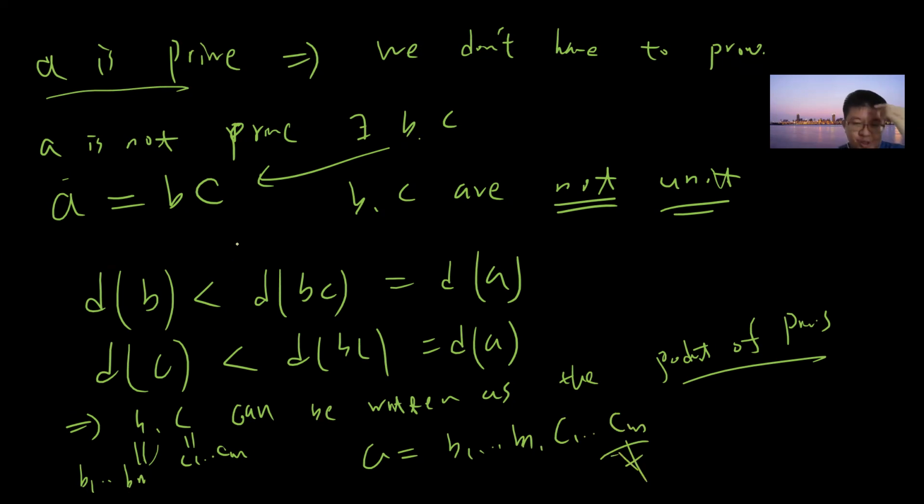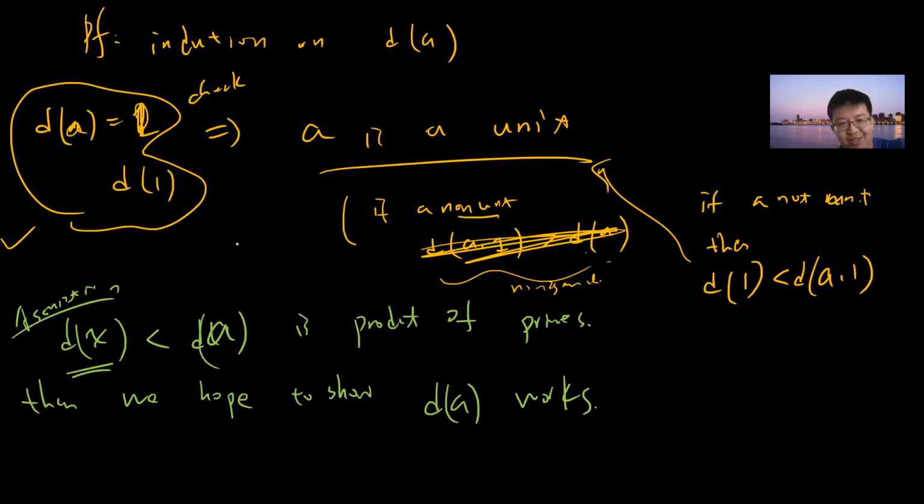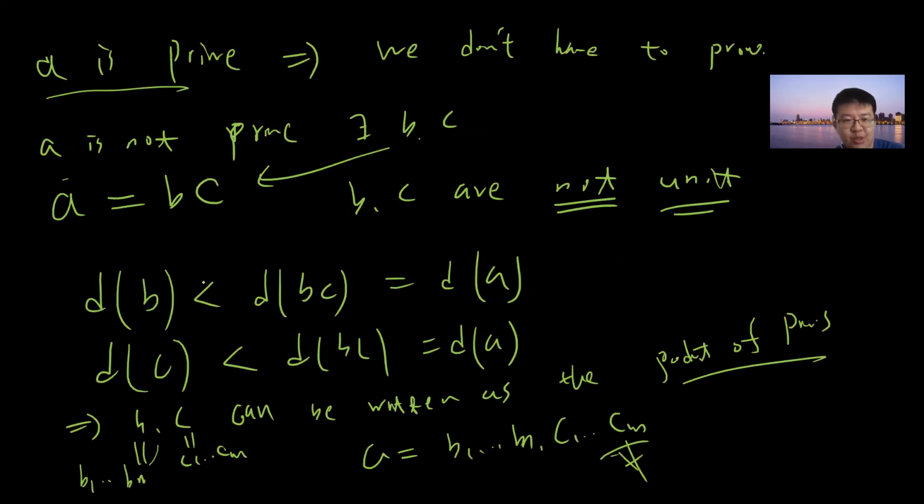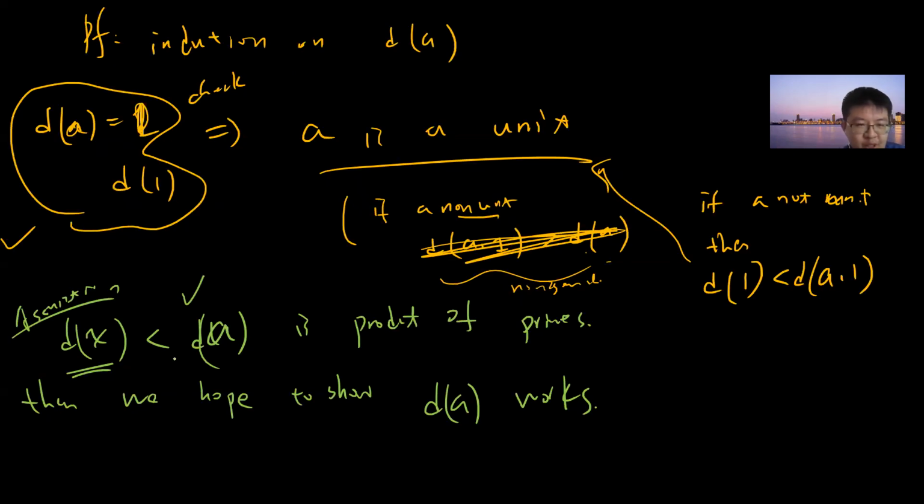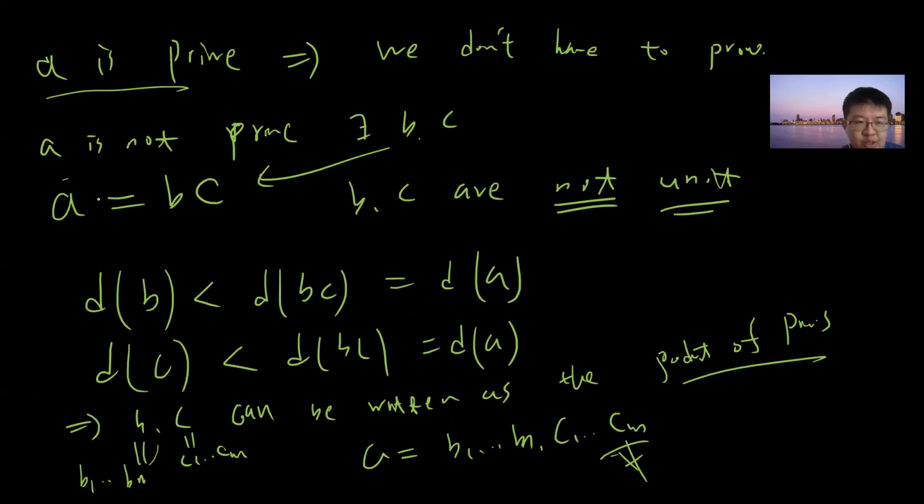So the proof is simple. We first prove the ground truth, and we suppose that any element less than D of A is a product of primes. Then we work on D of A. Suppose A is prime, then we don't have to prove anything. If it is not prime, then it must be BC. The smaller elements can be written as products of primes, so the greater element finally becomes a product of primes.